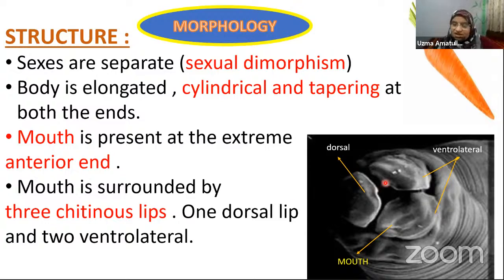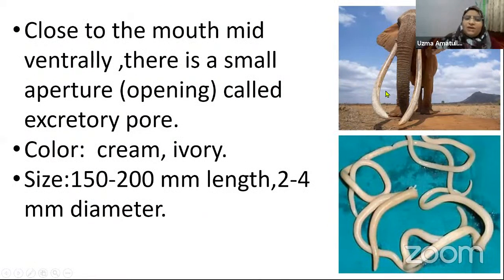The mouth is present at the anterior end with 1 dorsal lip and 2 ventrolateral lips. Now, how many lips together? 3 lips. And these lips are chitinous, means they are made up of hard substance. Chitin is a hard substance. The outer covering of the cockroach, you see the brown color one, it is hard, no, like that, it is chitin. Now here, the mouth is towards the anterior end, and near the mouth mid-ventrally, there is an opening which is called as excretory pore.